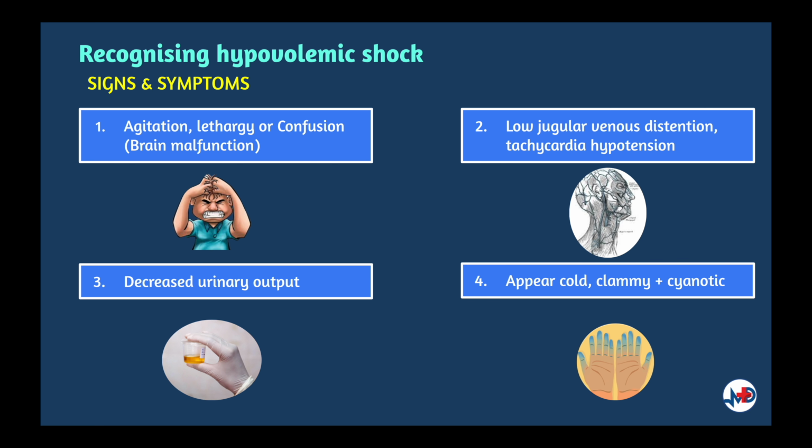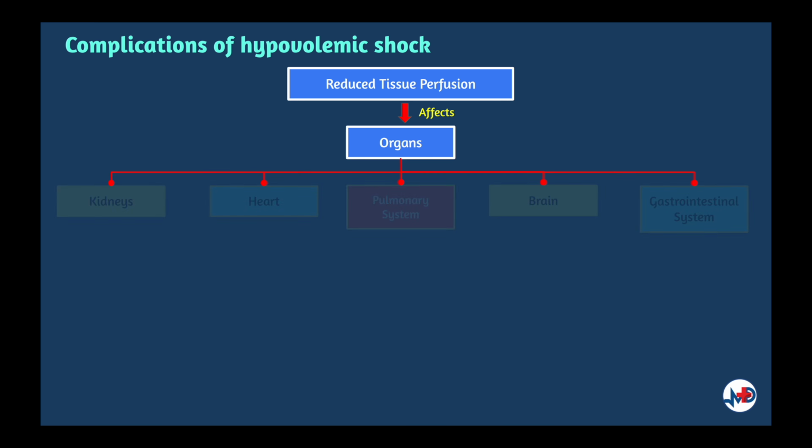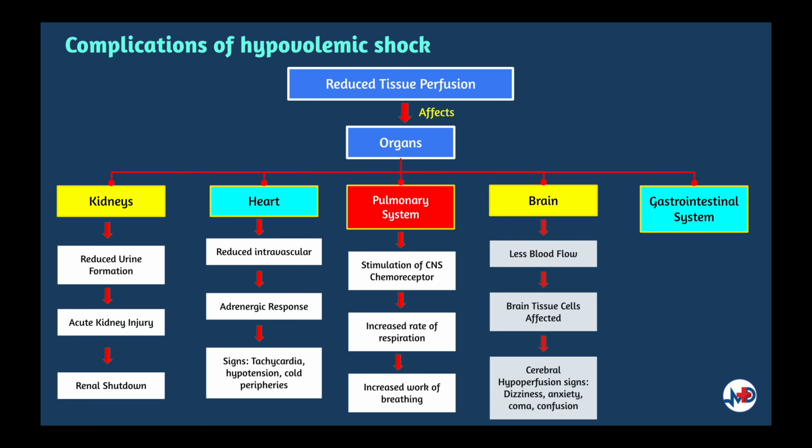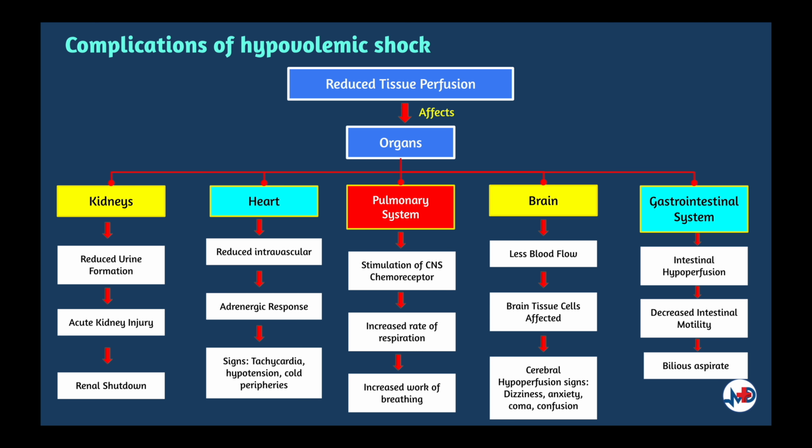So, what happens then? When there is reduced tissue perfusion in the body, obviously this affects the functions of the organs too. In the kidneys, you will observe reduced urine formation as the body tries to conserve water. This injures the kidneys and it's called pre-renal cause of acute kidney injury. If not attended to immediately, this damage can further bring about complete renal shutdown to a point of no reversibility. As for the heart, it responds following an adrenergic response secondary to reduced intravascular volume. Examples of signs you would observe would include tachycardia, hypotension, cold peripheries, and pallor if it's due to blood loss.